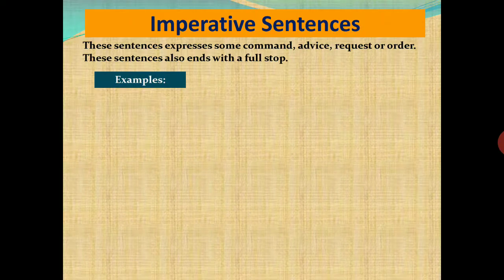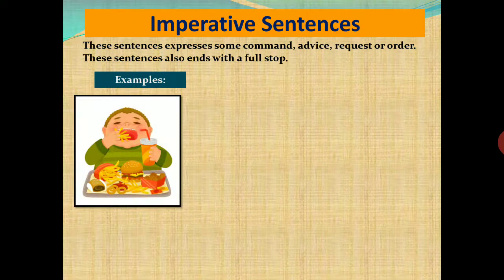Let us look at the examples. Now, the first example is, what do you see in this picture? A boy is eating junk food. Do you think it is good to eat junk food? No, it is not good. Why? Because it is not good for our health. It is going to affect our health, and it is really not very good. So let us look at the example. Don't eat junk food. Here I'm telling, please don't eat junk food. That means I'm requesting because he's my friend. So I'm requesting, don't eat junk food.